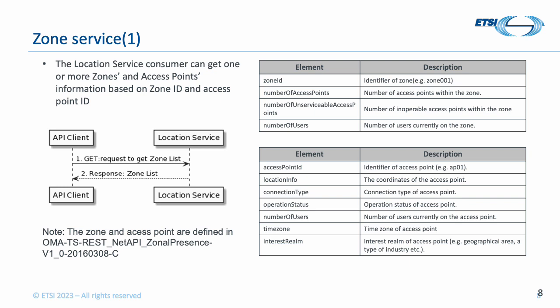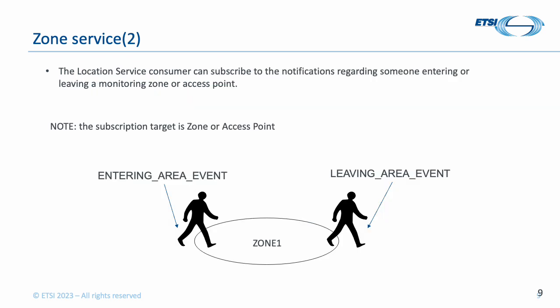The location service consumer can get one or more zones and access points information based on zone ID and the access point ID. The zone information contains the attributes of the number of access points, the number of unserviceable access points, and the number of users. The zone is defined in the OMA specification as well as the access point. The location service consumer can subscribe to the notifications regarding someone entering or leaving a monitoring zone or access point.